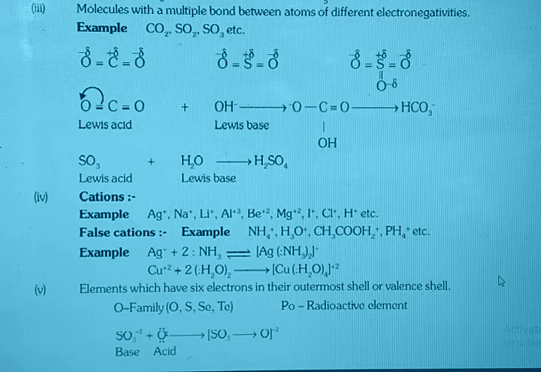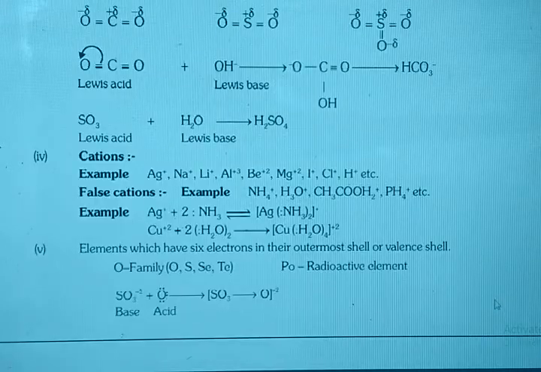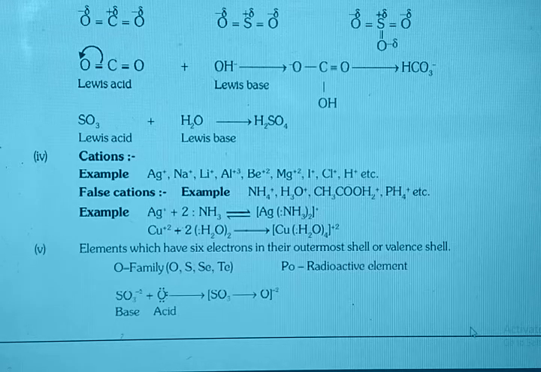Elements which have 6 electrons in their outermost or valence shell, you can see in the oxygen family: sulfur, selenium, tellurium, and polonium, which is a radioactive element. So SO3 2 minus is a base and oxygen is an acid. So SO3 2 minus will be the Lewis acid, right?